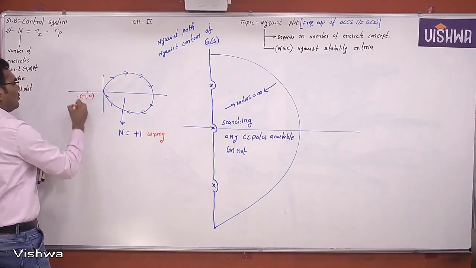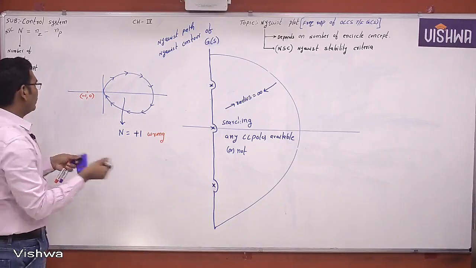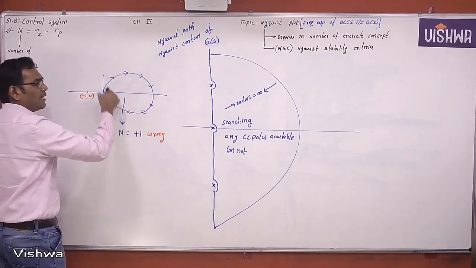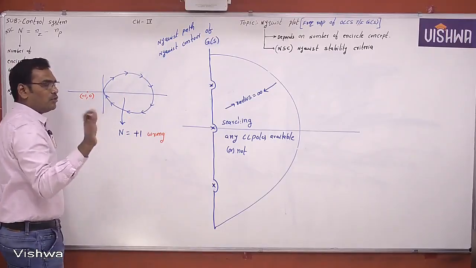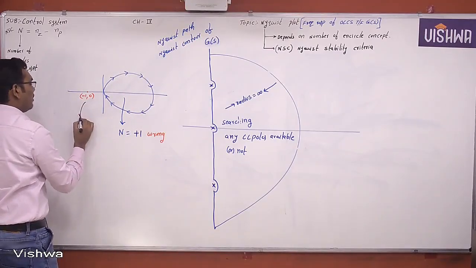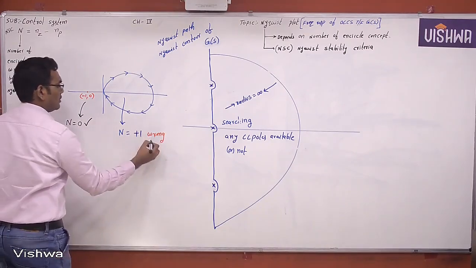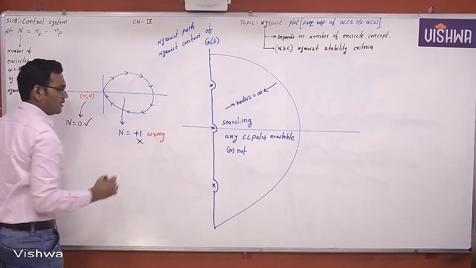With respect to the minus 1 comma 0 point, are there any N circles? No. So here the circles are not used. Only the circle is with respect to the minus 1 comma 0 point. Now N equal to 0. This is correct. This is 100% wrong. Understand or not? Note down this.